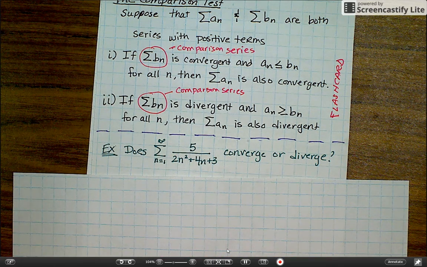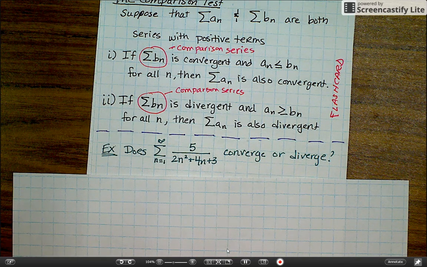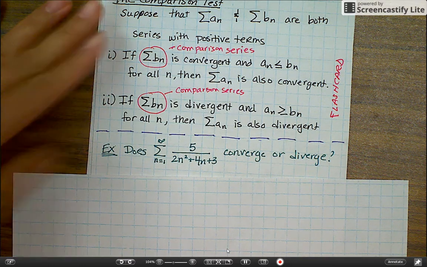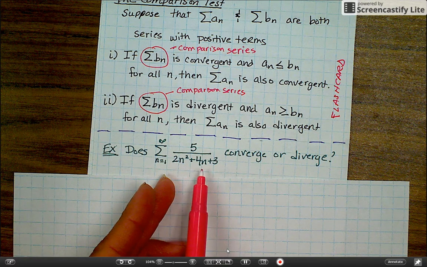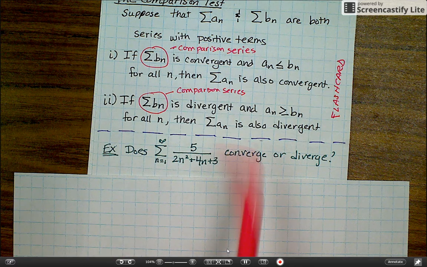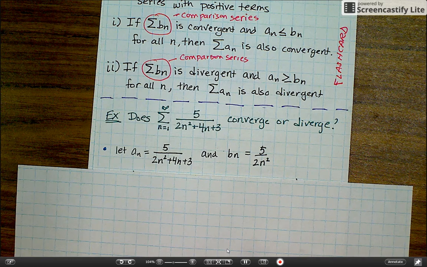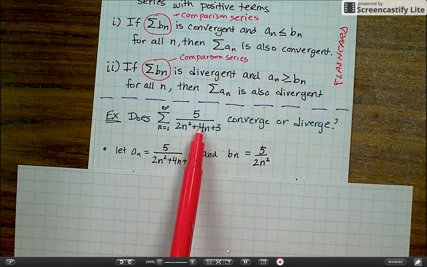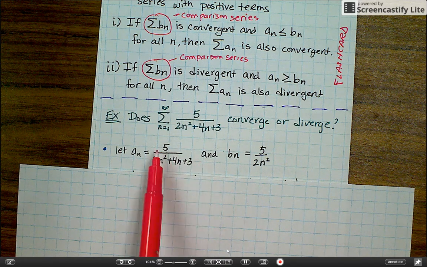Now, if you remember about our p series, we know that if our exponent is greater than 1, it's going to converge. So we are going to think of something similar to this sequence that we know would converge. So what we're going to do is say, okay, my problem is asking about this expression here. So I'm going to let An equal this.